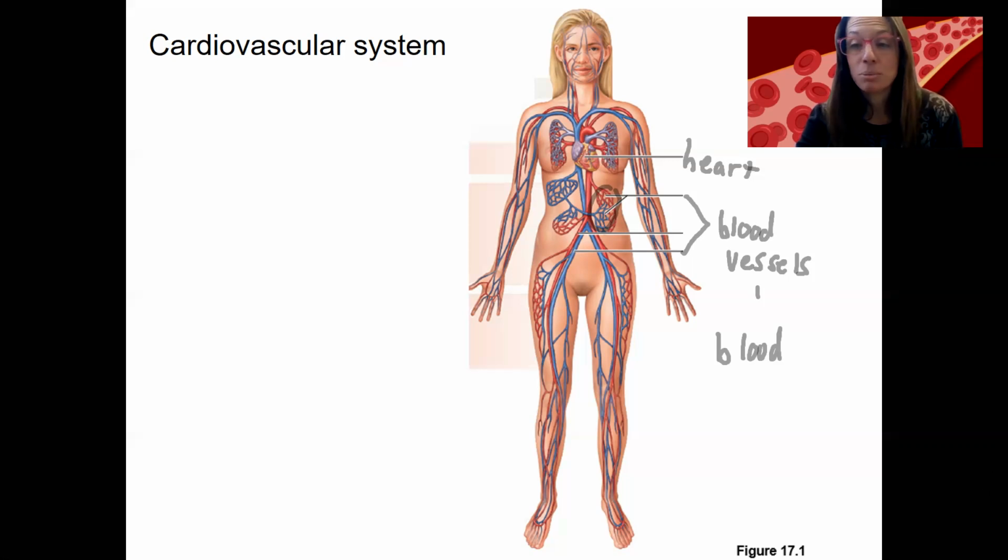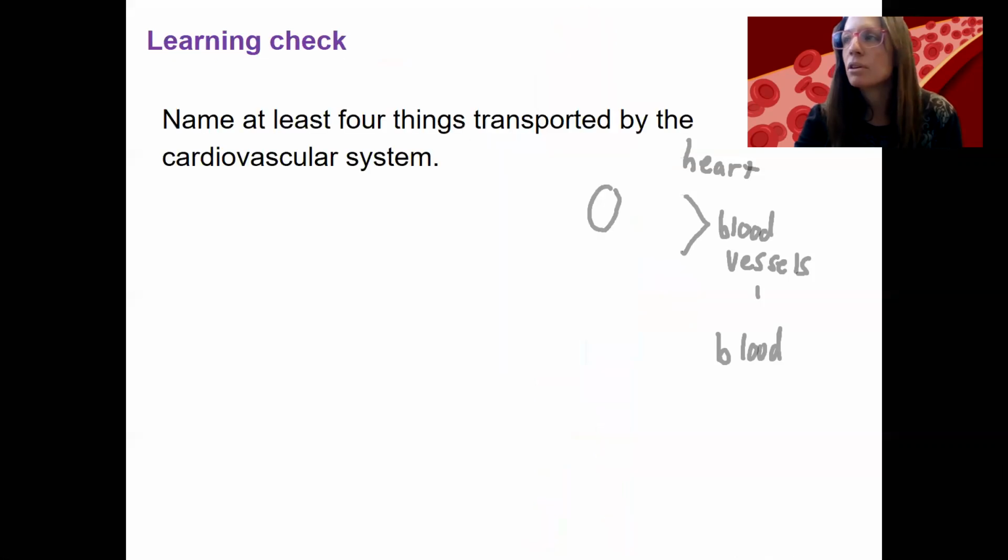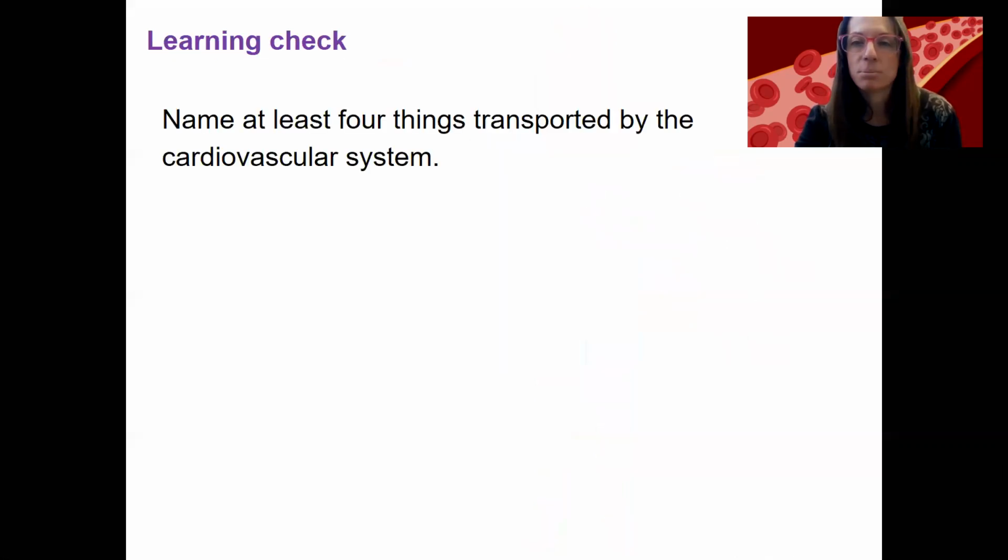And this is important for homeostasis, right? So I want you to do a learning check first and name at least 4 things you can that are transported by the cardiovascular system, so via the blood.